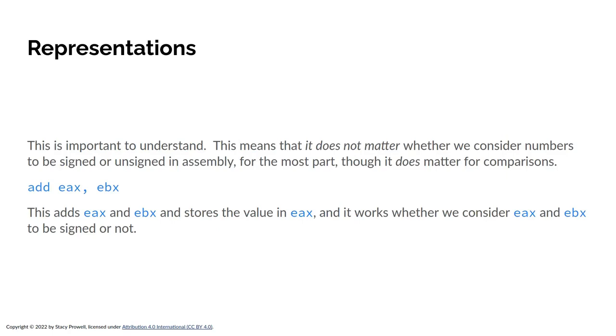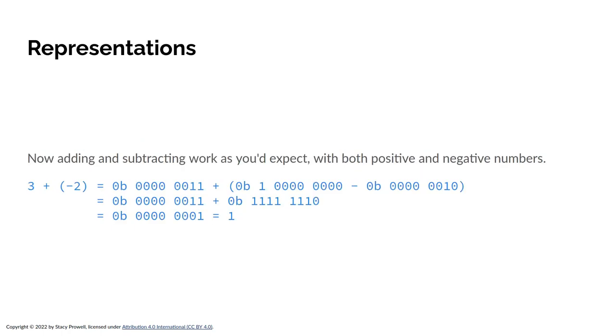The trick to all of this, and this is a trick that the math people love, is that for a lot of things, it doesn't matter whether the number is considered signed or unsigned. A lot of things will work just fine. Like there's an add. Are EAX and EBX signed or unsigned? It doesn't matter. I just have to remember what I intend, right? If I intend them to be signed, the result of this will be the correct signed value. If I intend them to be unsigned, the result of this will be the correct unsigned value. That's really cool. Okay. So adding and subtracting work the way you'd expect.